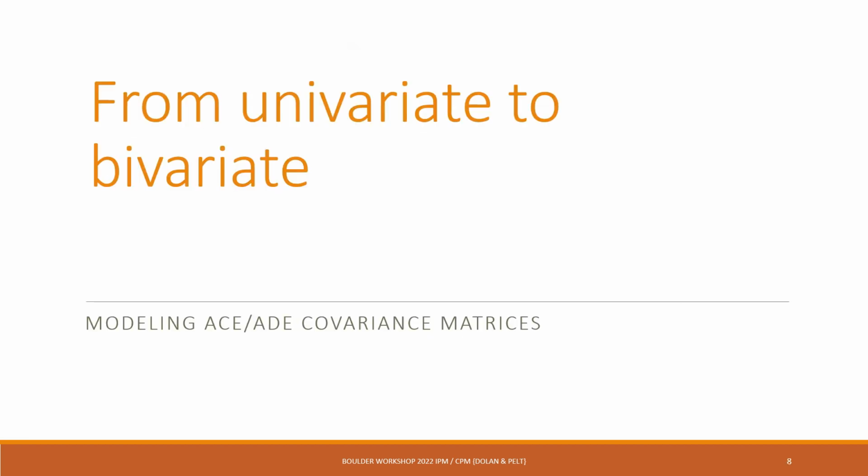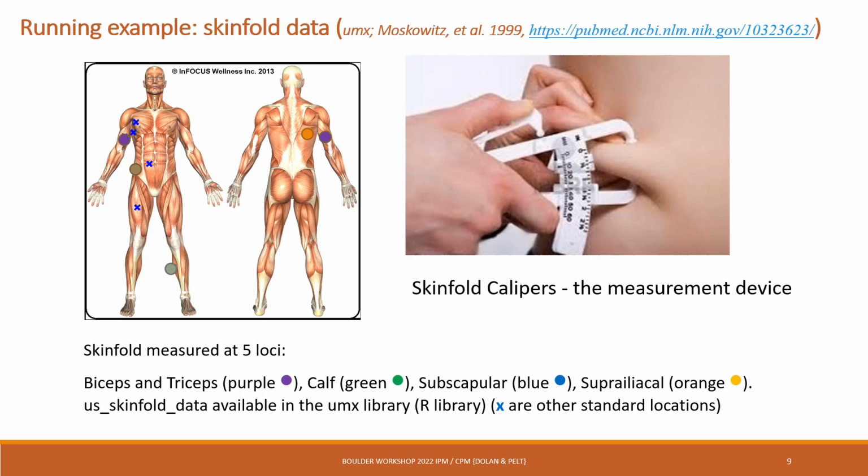Okay, so that was just to remind you of the univariate twin model. What we're going to do now is move on to the bivariate twin model. We're not going to consider twin data directly. First, we're just going to focus on 2 phenotypes.